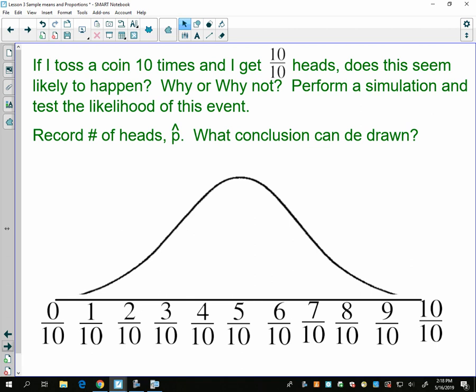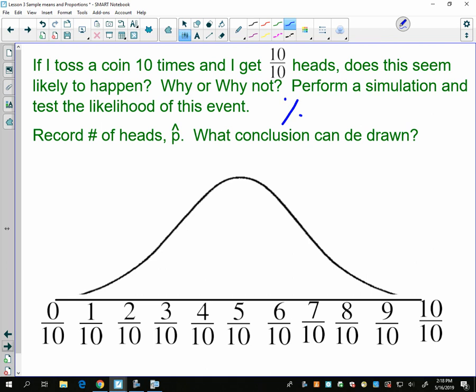All right, so it says, if I toss a coin 10 times and I get 10 out of 10 heads, does this seem likely to happen? No, right? What would you expect to happen? 5 and 5. And how'd you get that? It's 50% of 10, right? It's 5? Yes? Okay.